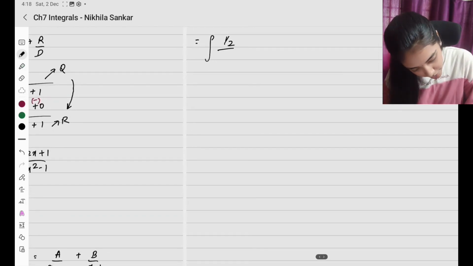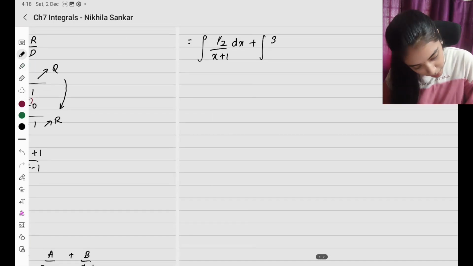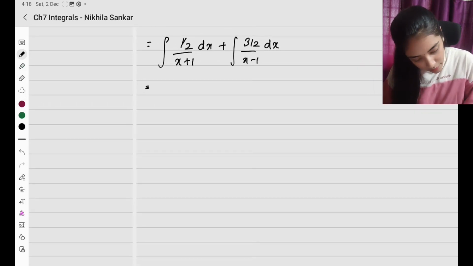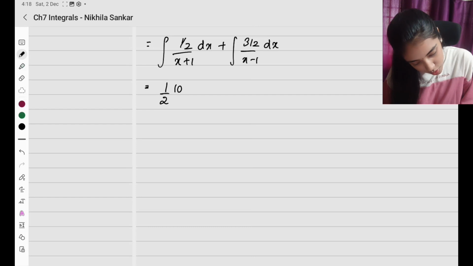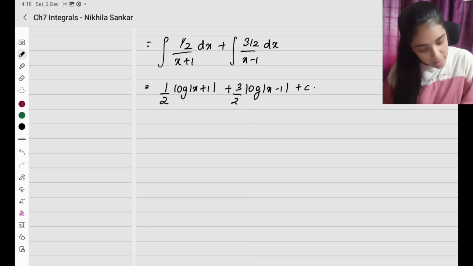1 by 2 divided by x plus 1 plus b, which is going to be 3 by 2 divided by x minus 1 times dx. So now when I take the integral, it is half log mod x plus 1 plus 3 by 2 log mod x minus 1 plus c. This is not my final answer.